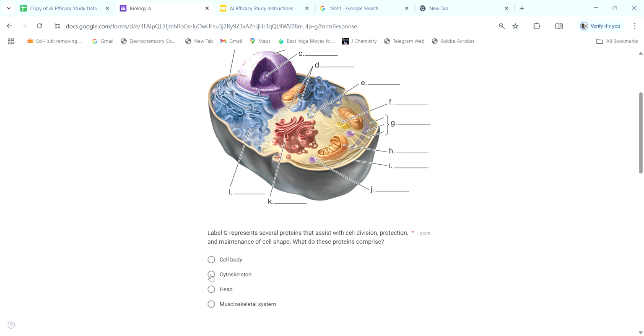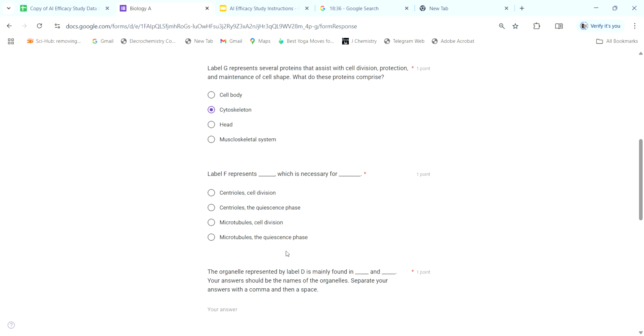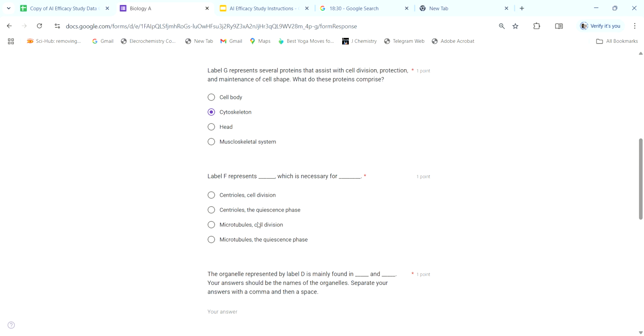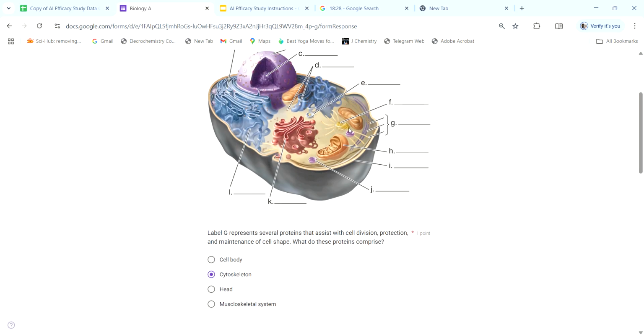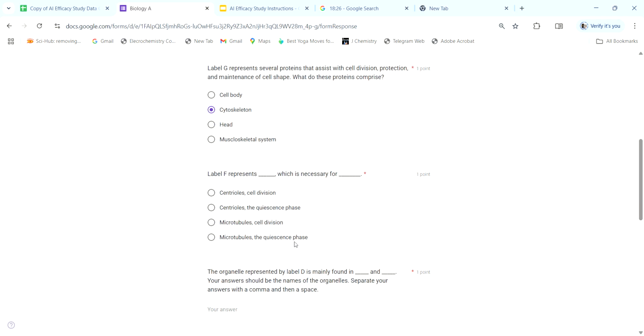Okay, so next question is that level F represents what? Centrioles or microtubules? Level F. F means this. Okay, level F represents this which is necessary for test. So centrioles or microtubules? So I will go for centrioles for cell division.